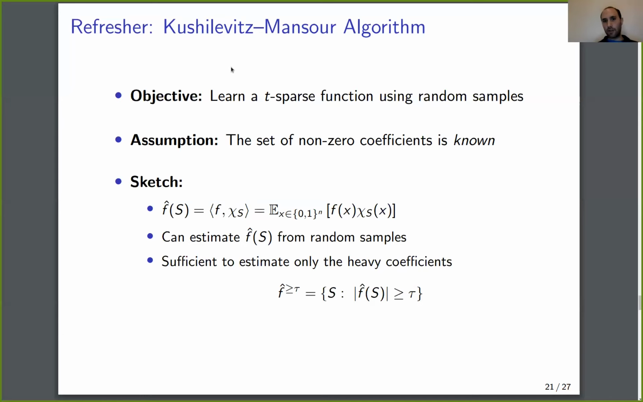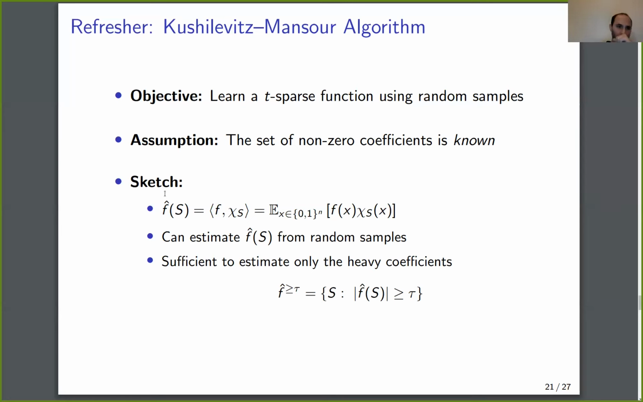However, this is under the assumption that the target function f, the function we want to identify, the algorithm knows in advance what is the set of non-zero Fourier coefficients. And so basically what the algorithm needs to do is just figure out the value of those non-zero coefficients, but it already knows in advance which coefficients those are. And this is actually fairly simple to explain. So I'll explain how the Kushilevitz-Mansour algorithm works.